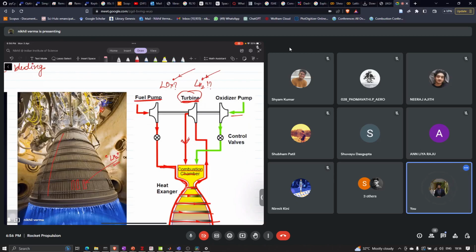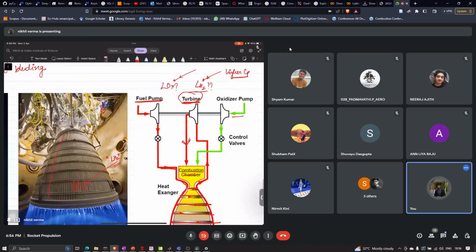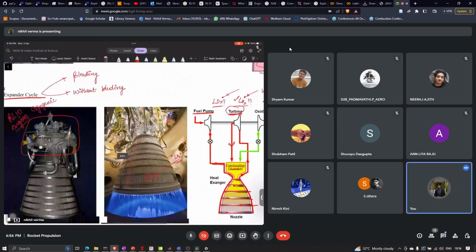So if you compare this, on a per mass basis, liquid hydrogen will have a higher CP, which means that the delta T for the same heat transfer will be less in the case of hydrogen as compared to oxygen, right? So there is less chance that a phase change will take place. Otherwise it might boil. Therefore this is one of the reasons why liquid hydrogen is used instead of liquid oxygen. Okay, so this is how an expander cycle looks.